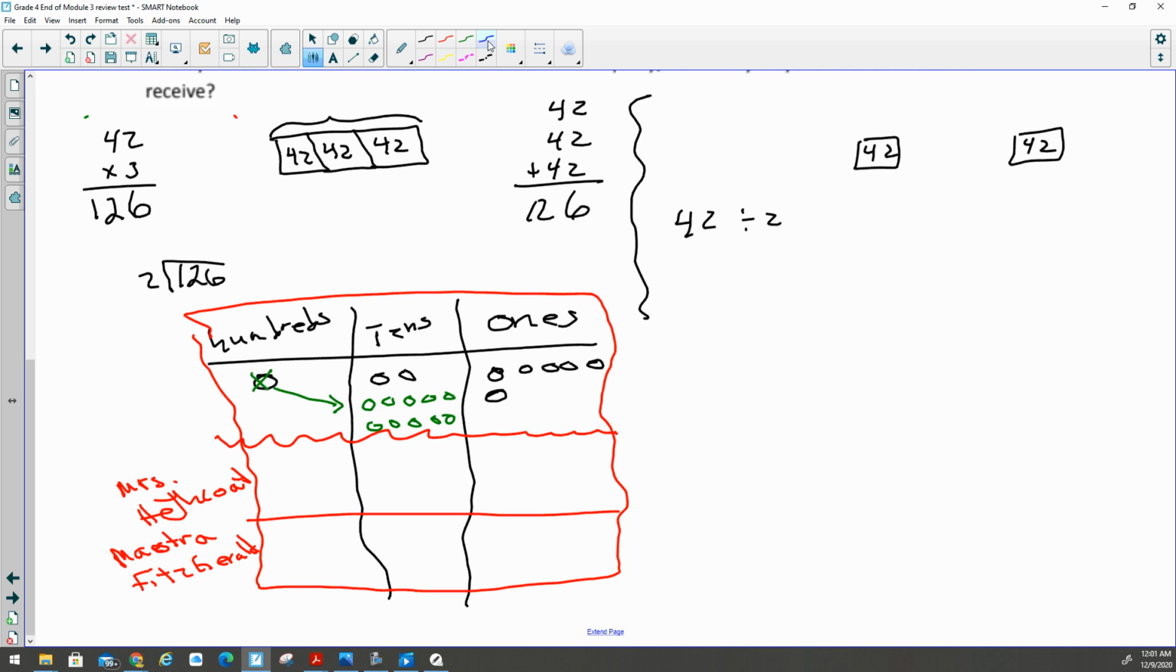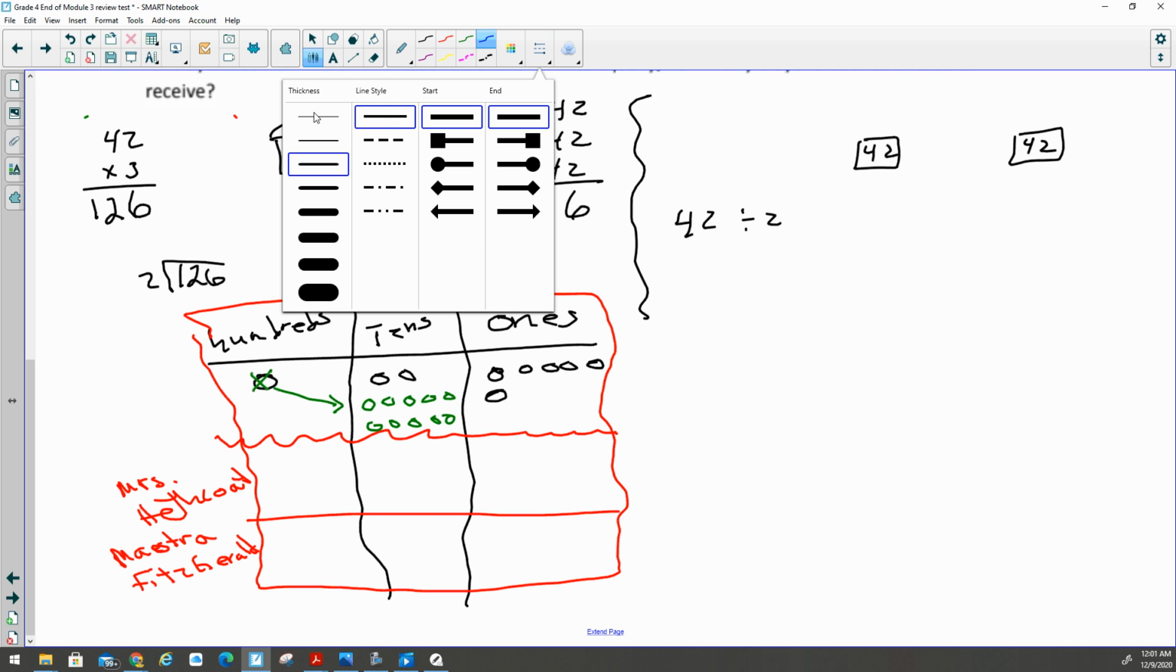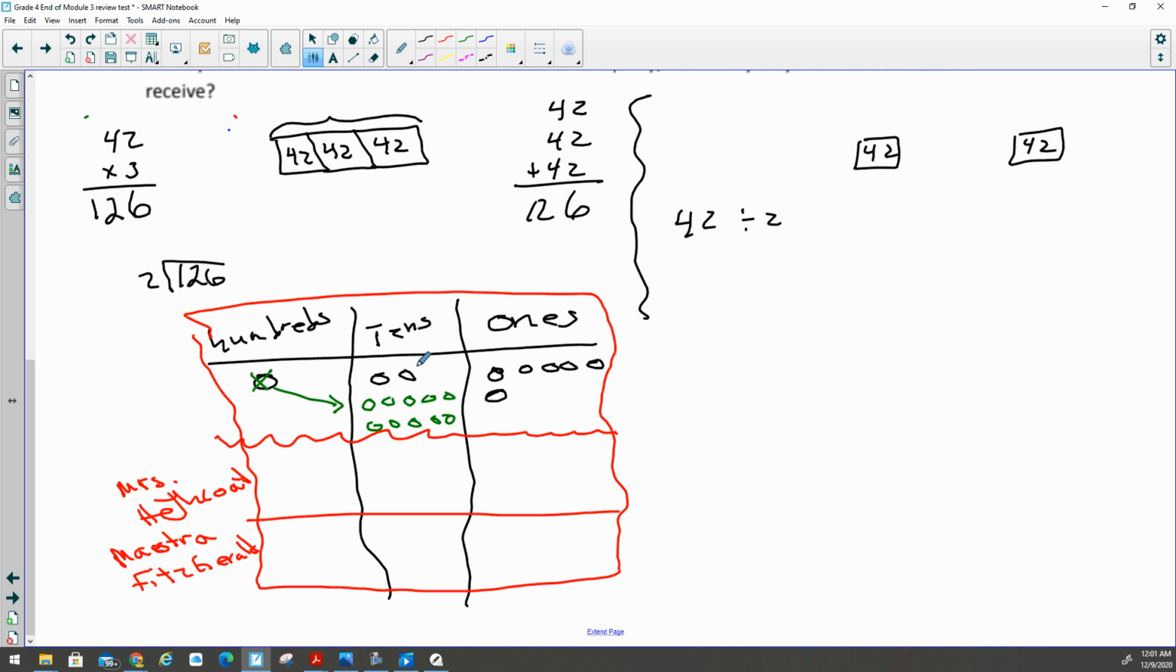And now let's go ahead and cross out and put them into each teacher's bag, right? So 1 for Miss Heathcote, 1 for Miss Fitzgerald. 1 for Miss Heathcote, 1 for Miss Fitzgerald. Make sure you're keeping everything neat and tidy. 1 for Miss Heathcote, 1 for Miss Fitzgerald. No remainders, so I can go ahead and go to the ones column.